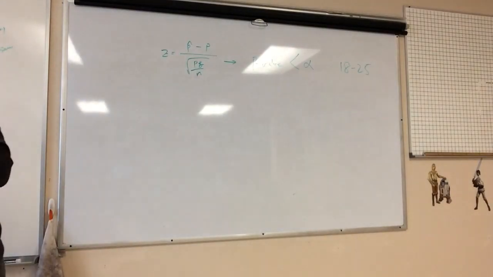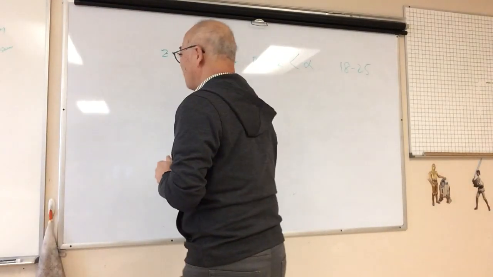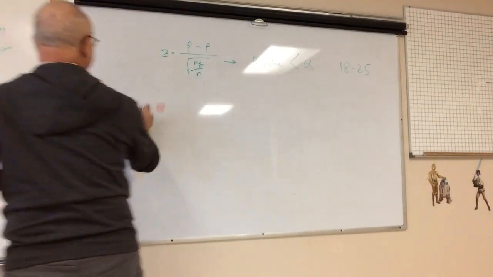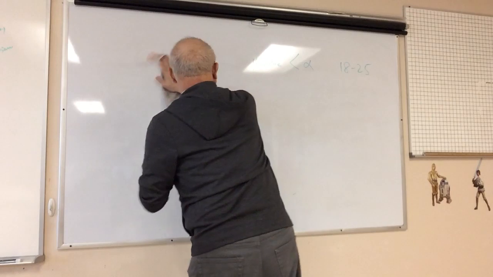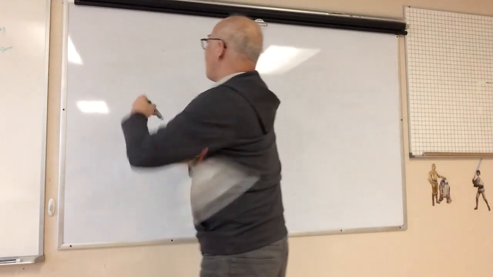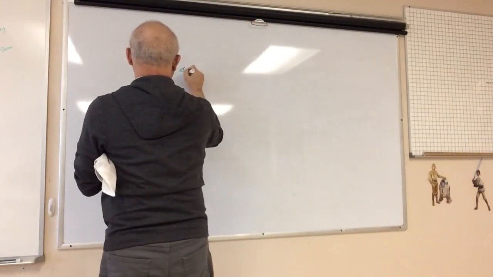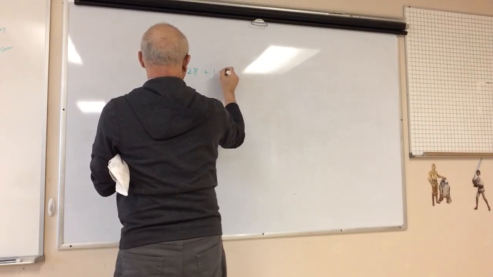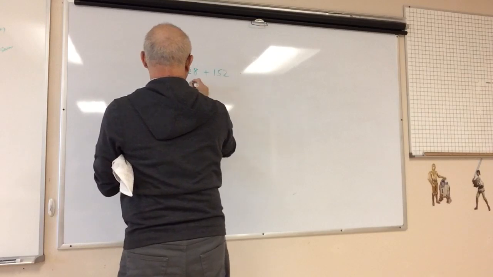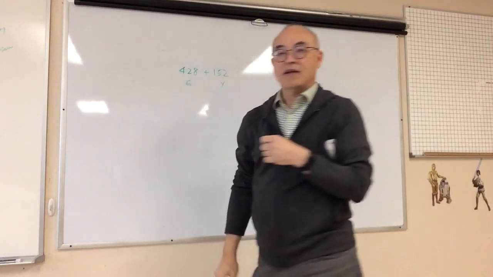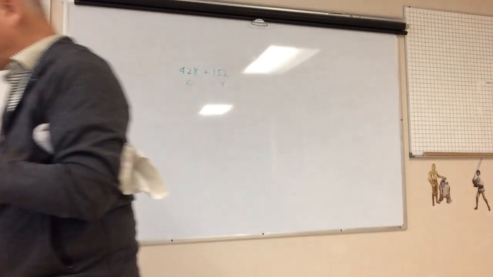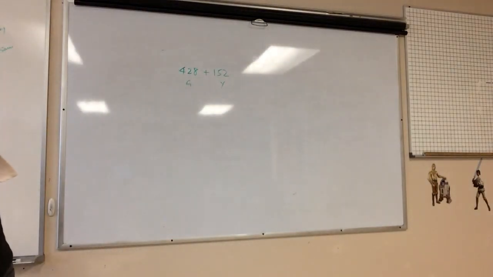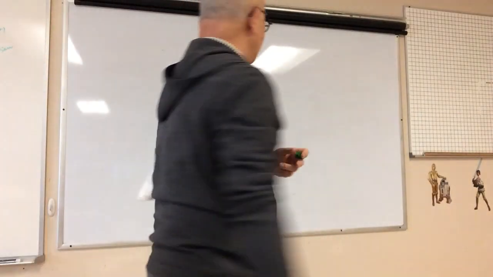Now let's find, what do I know? What have they told us here? 428 green peas and 152 yellow. So we have green and yellow, right? What are we trying to test? 25% of the peas will be yellow. That's what we're trying to test.